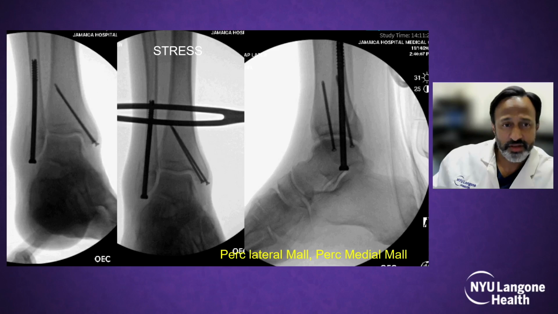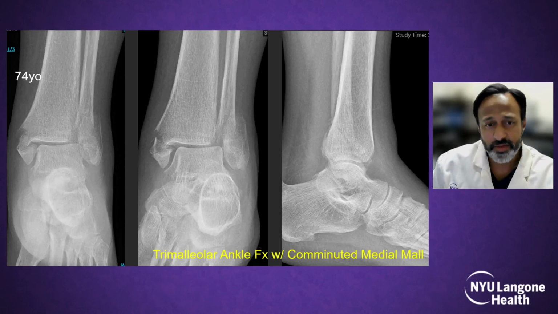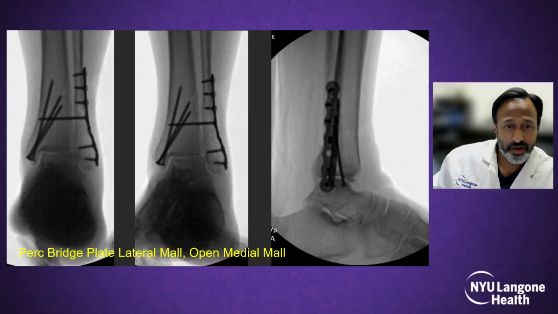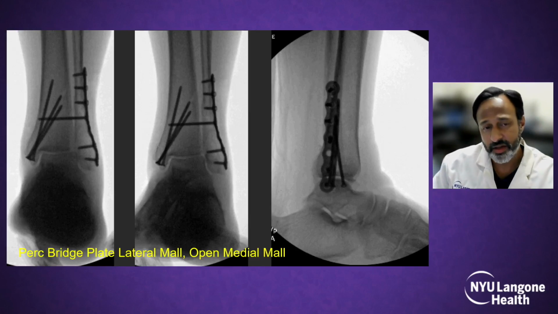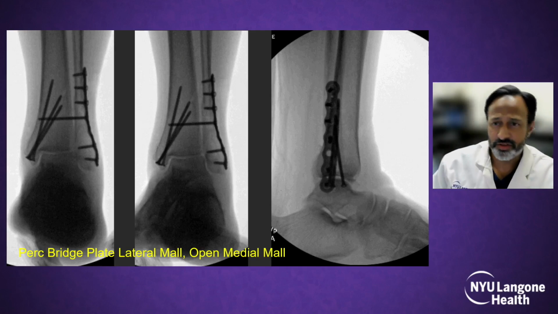Again, the ankle is stressed and the syndesmosis is stable. This is another example of a comminuted trimalleolar ankle fracture. The ankle is subluxed, the medial malleolus is comminuted. And in this scenario, we did a percutaneous bridge plate on the lateral fibula, and a minimally invasive open reduction of the medial malleolus was performed.